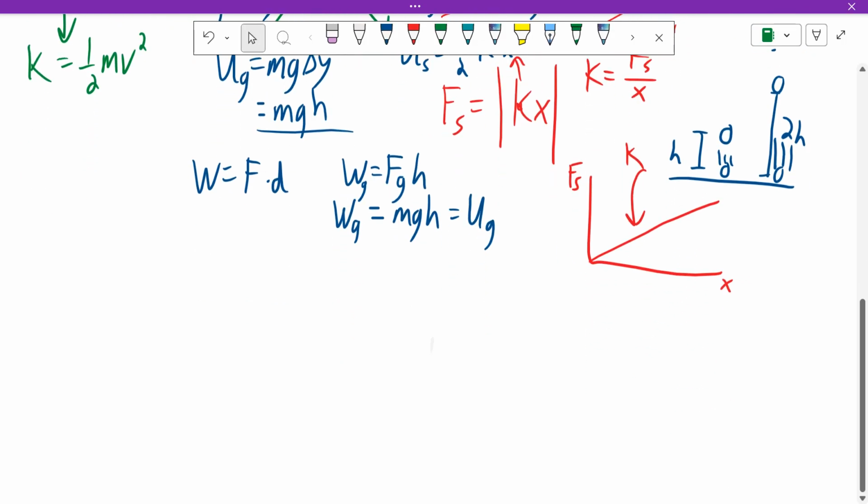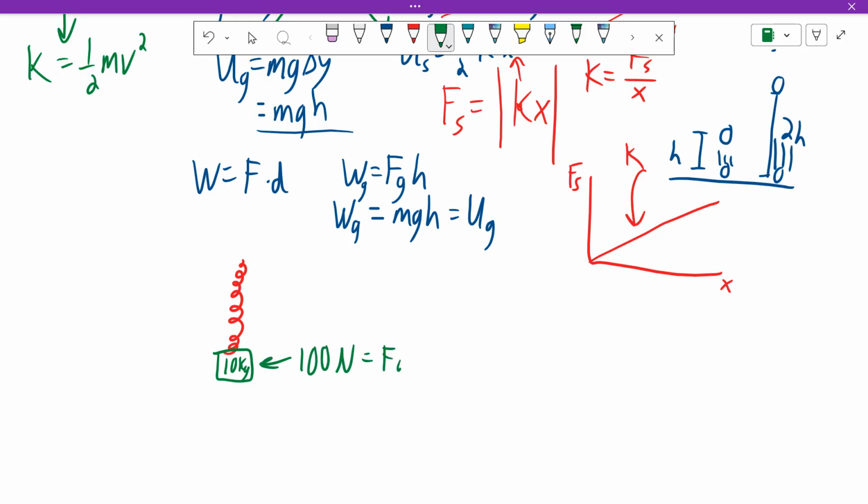We did an experiment where you have a spring, and it's hard to tell what my force of the spring is, but what if you put a 10 kilogram mass on it? Well, I know this object weighs 100 newtons. Its weight, its Fg, is 100 newtons.